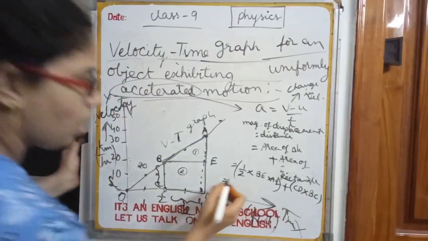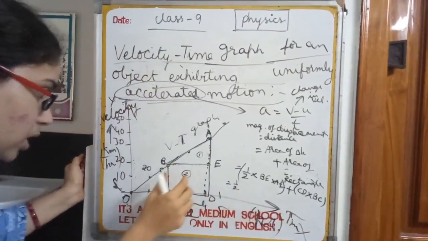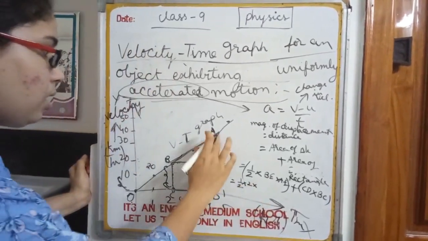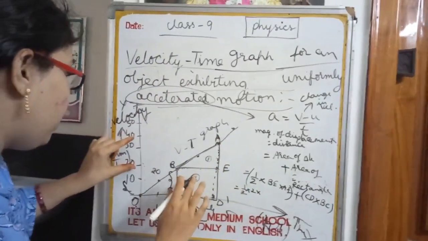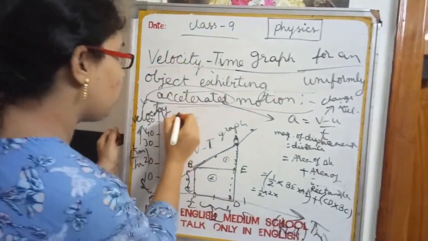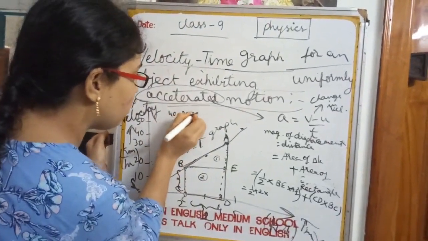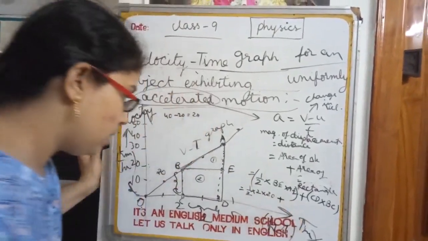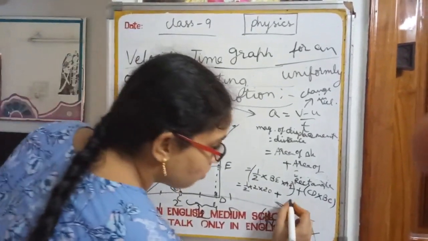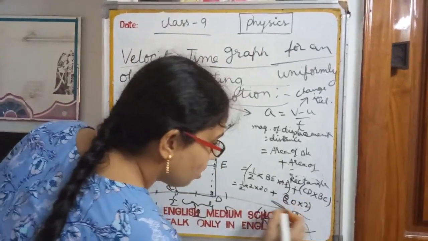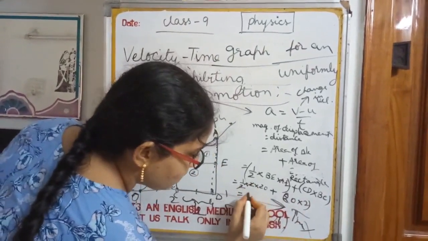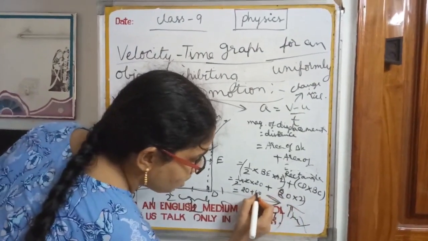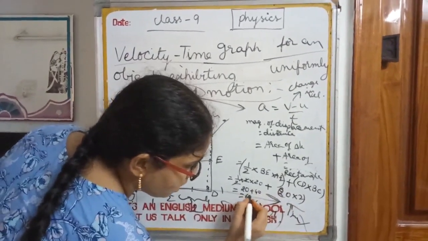See, half into BE, what is BE? It is 2, into height AE, 20 to 40. What is the difference between 20 and 40? 40 minus 20 is equal to 20, right? So 20 plus, and this is 20 and 2. So 2 gets cancelled, 20 is left over there. 20 plus 22 is 40. So 20 plus 40 is 60.